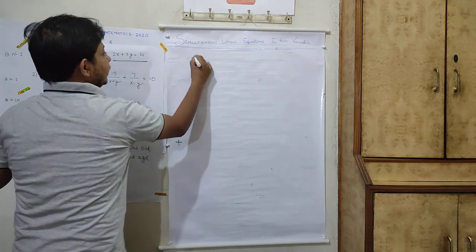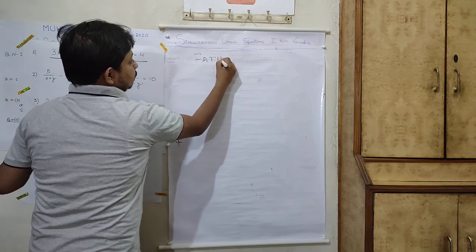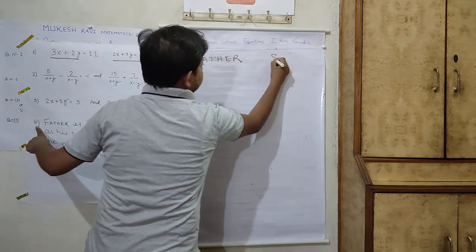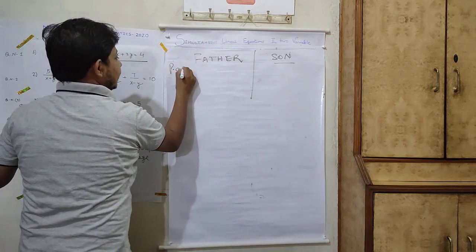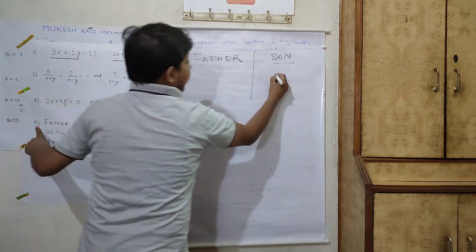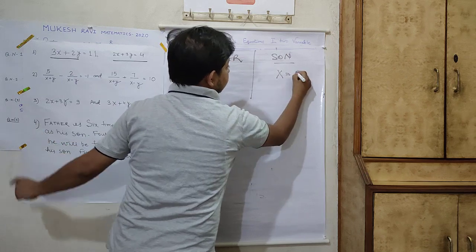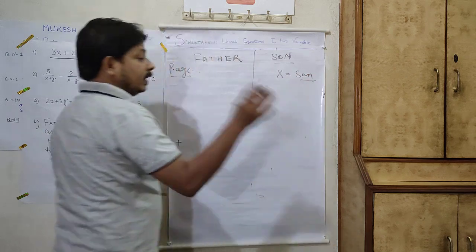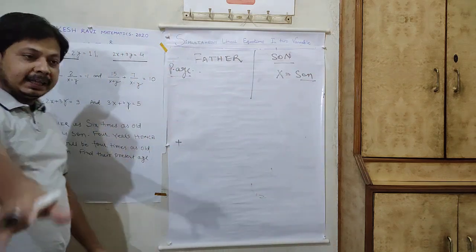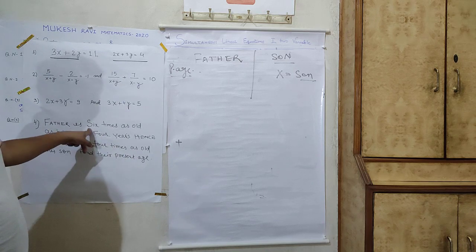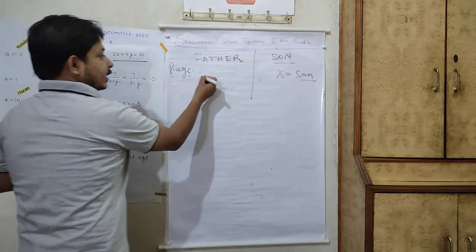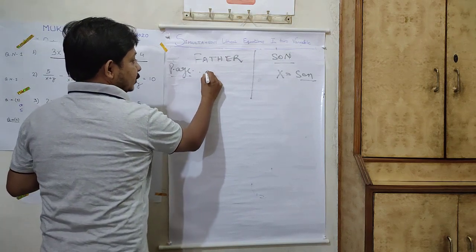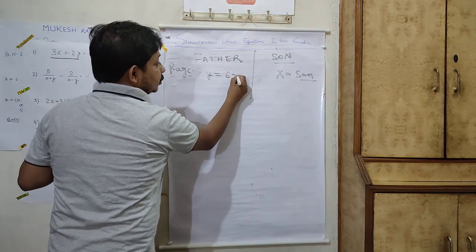This question is related with father and son. Always present age, let x be the son. Always you try to let son as x. Father is 6 times as old as his son. What is the age of father? Suppose father is y equal to 6x.